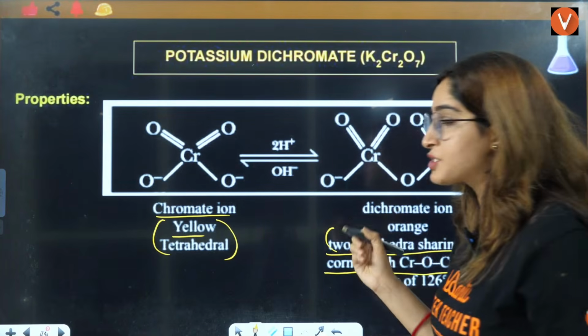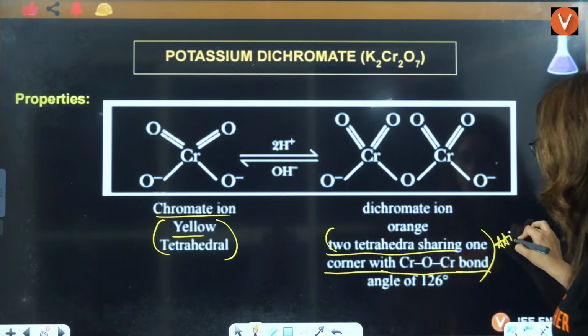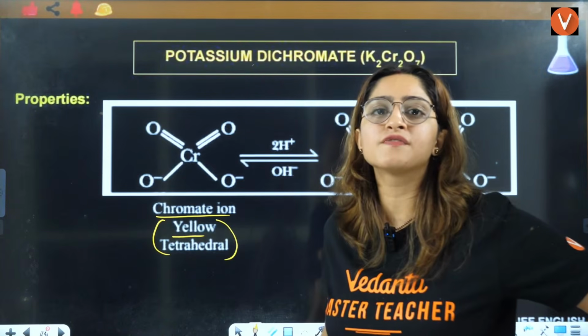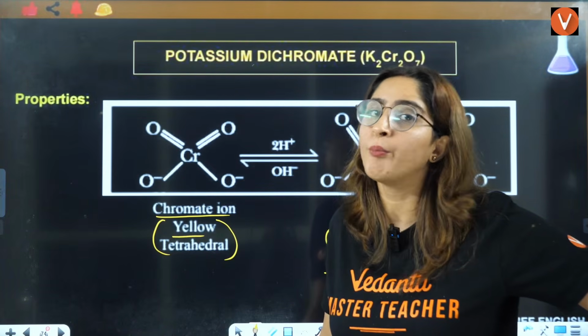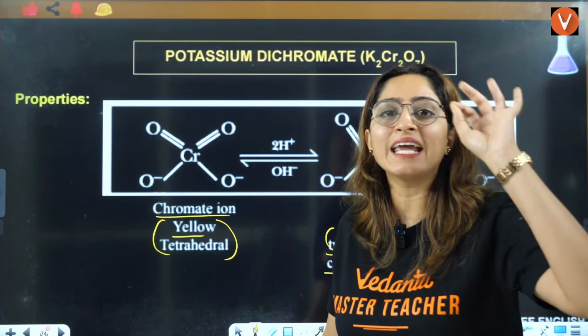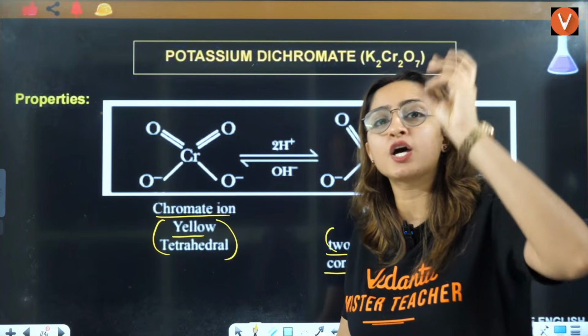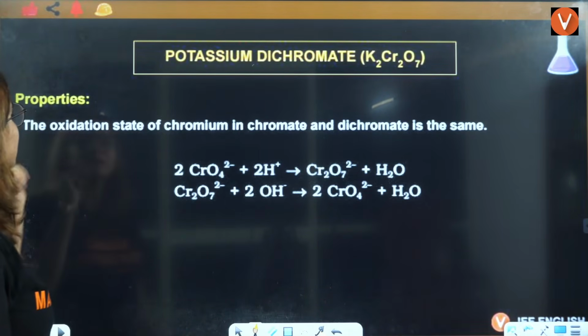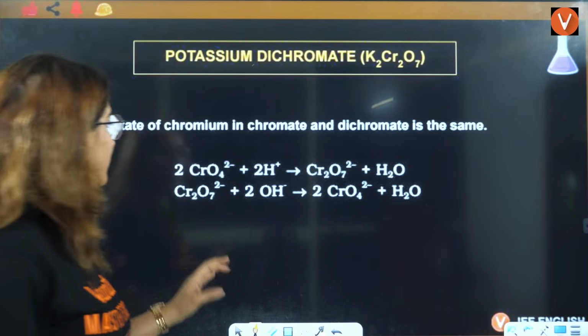This becomes a very important structure, because they can ask you in which of the following you have a Cr-O-Cr bond. So that will be dichromate ion, which has the Cr-O-Cr bond. Okay, understood? Now let's see the other properties here, right?